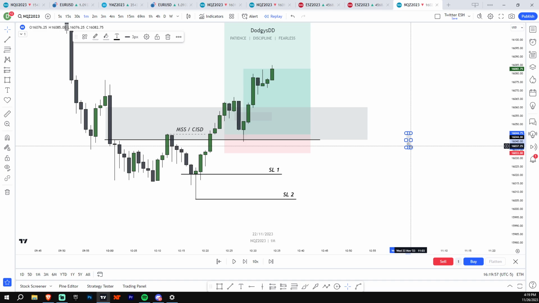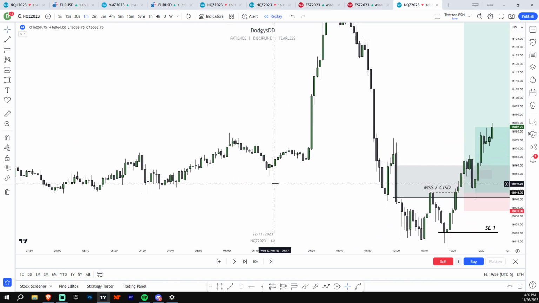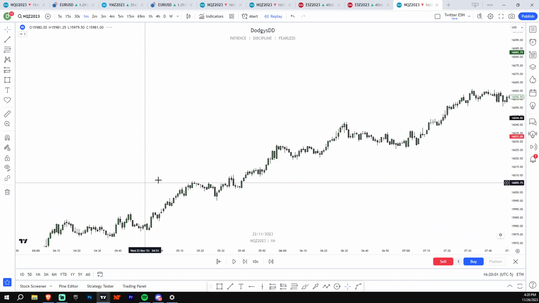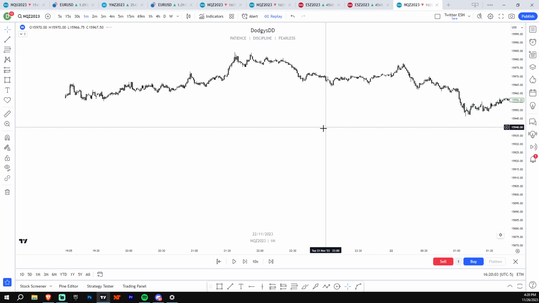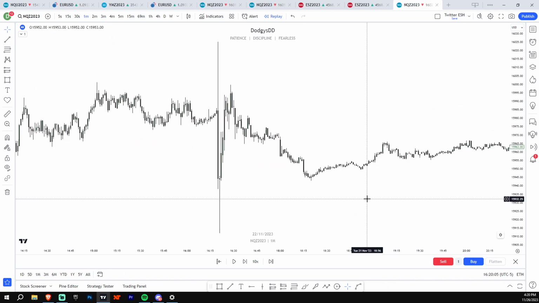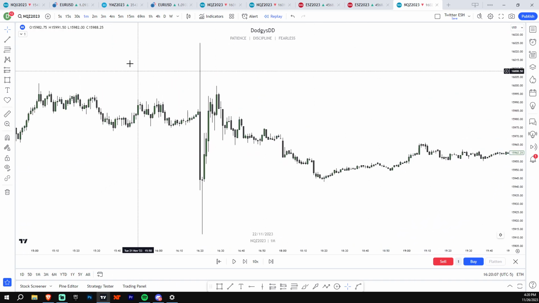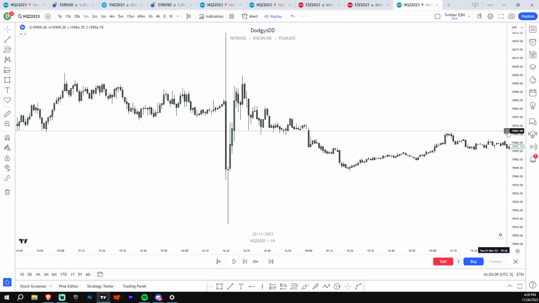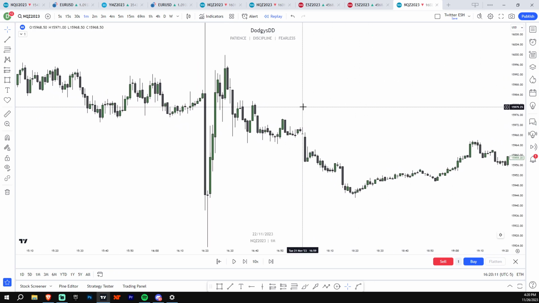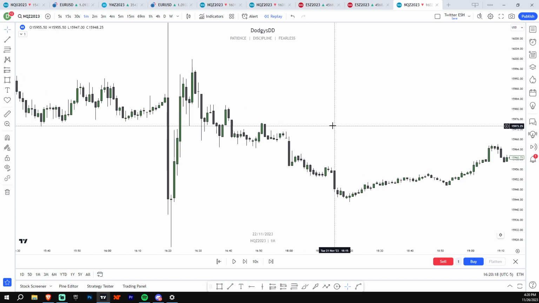I'll show you another example. Let me see if I can find another example here. It'll probably be Tuesday. There's a model I haven't shared too much, but it's an OB combined with an inversion. I have to make one up here. Okay, I'm going to have to make it up here.